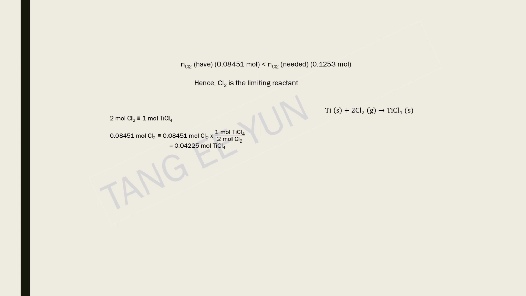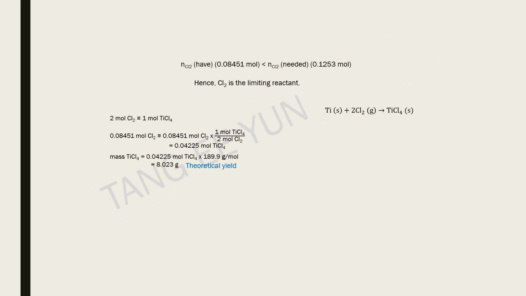To find the mass of titanium 4 chloride, we just need to multiply the number of moles of titanium 4 chloride with the molar mass. And the mass that we obtain is the theoretical yield. Remember, theoretical yield is the yield that we calculated based on the limiting reagent. So this 8.023 gram of titanium 4 chloride we calculated based on the limiting reagent. So this is the theoretical yield.